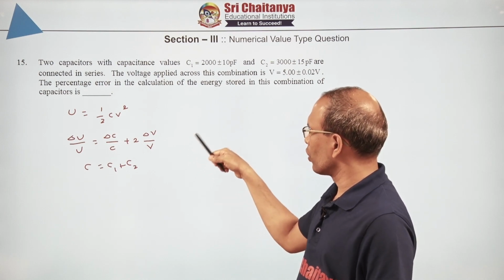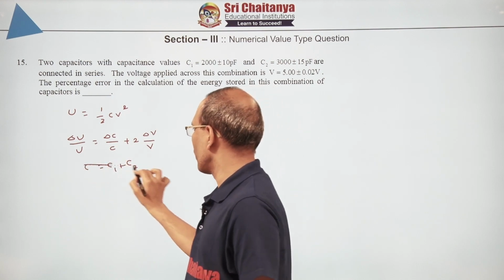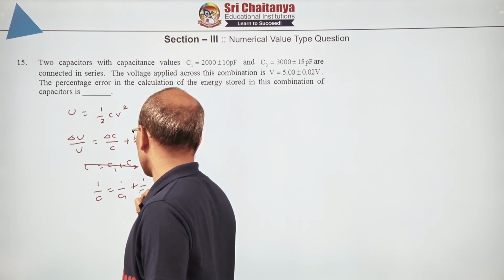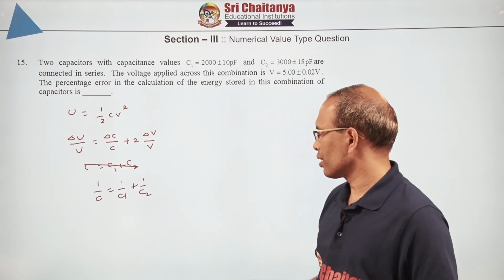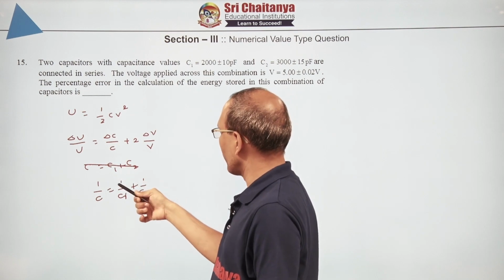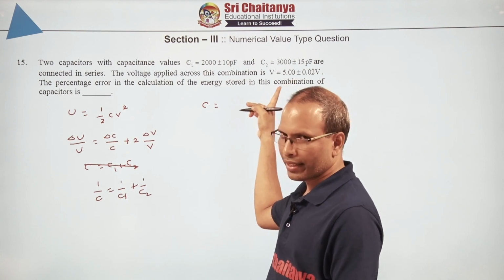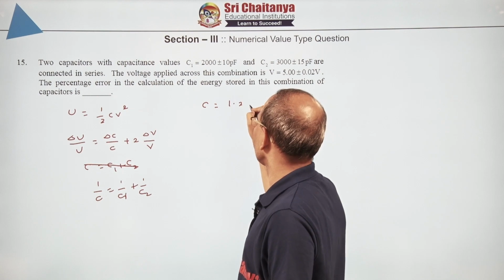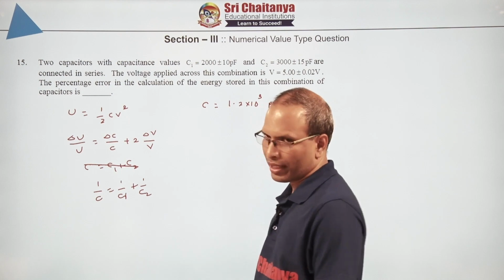Now error calculations we will do later. First let us simplify this. This is a series combination, so we write the C value as 1 by C equal to 1 by C1 plus 1 by C2. In a series combination the effective capacitance is given by 1 by C equal to 1 by C1 plus 1 by C2. So we want to get the effective value of this first. This value of C comes out to be 1.2 thousand picofarad. So this is what the C value is.